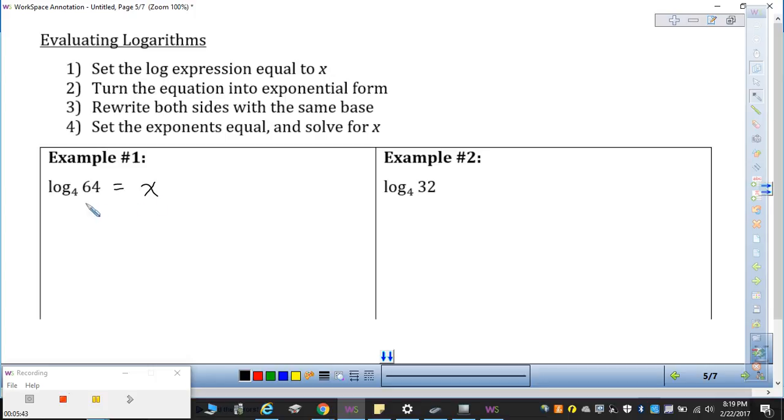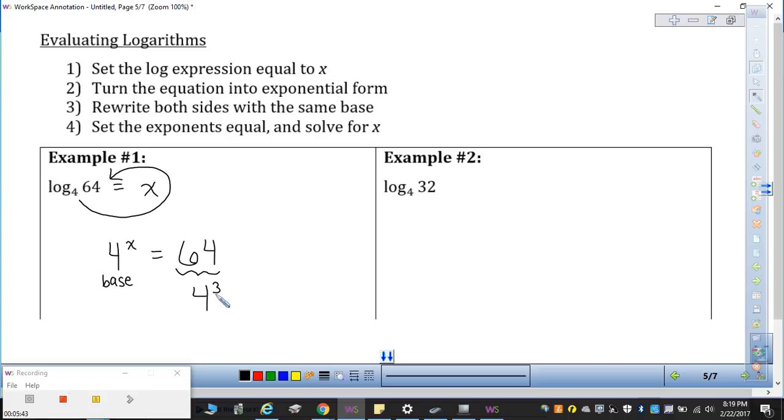Then we're going to turn the equation into exponential form, and you can think about using the loop. So we could write this one as 4 to the power of x equals 64. Then we want to rewrite both sides with the same base. In this problem, the left side has a base of 4. We could rewrite the right side with a base of 4 because 64 is the same as 4 to the third power.